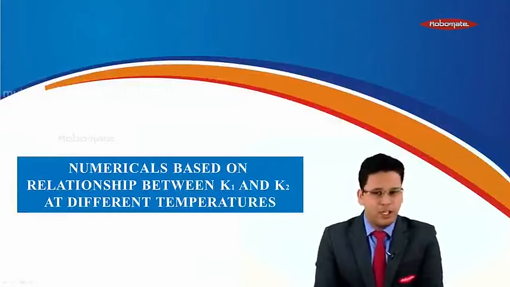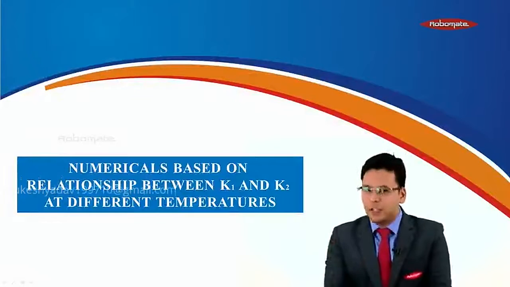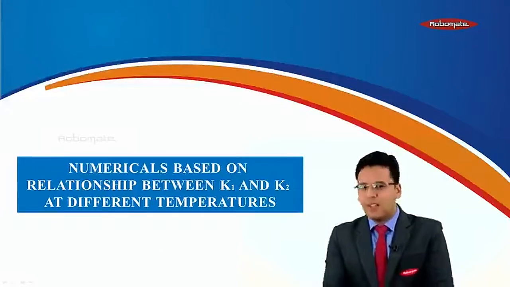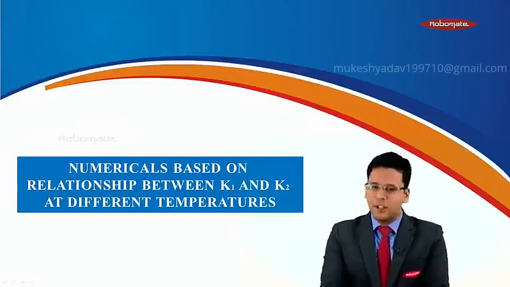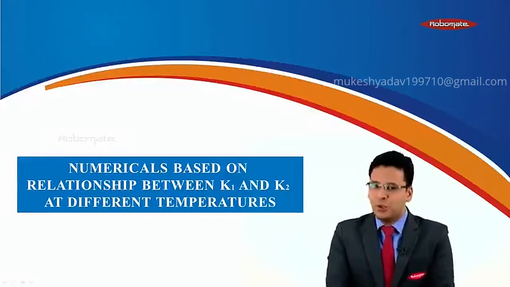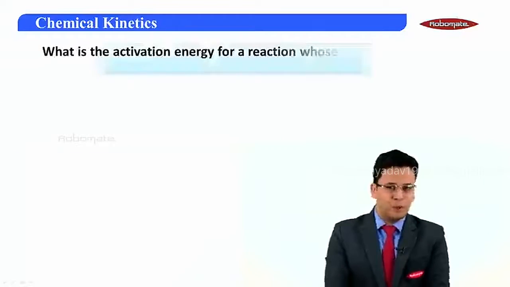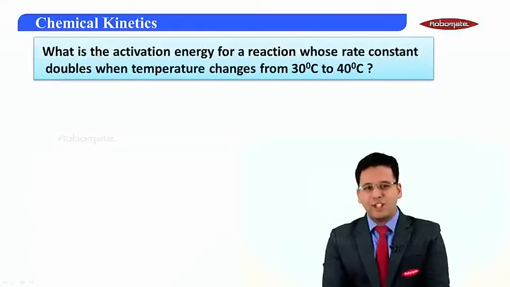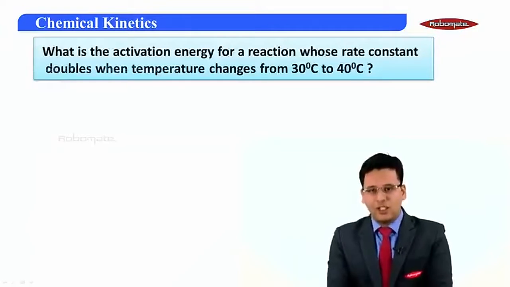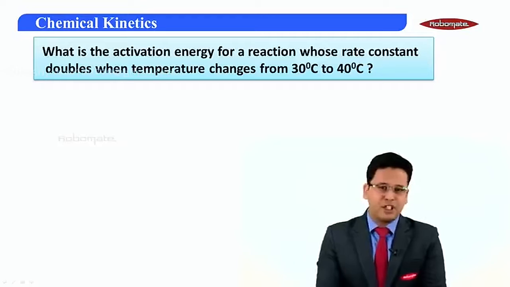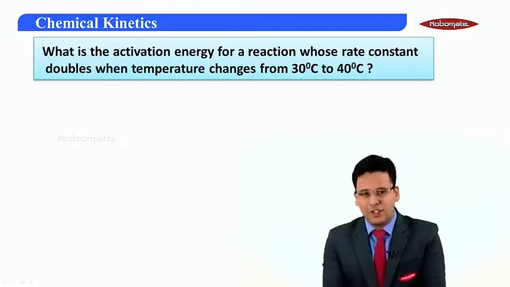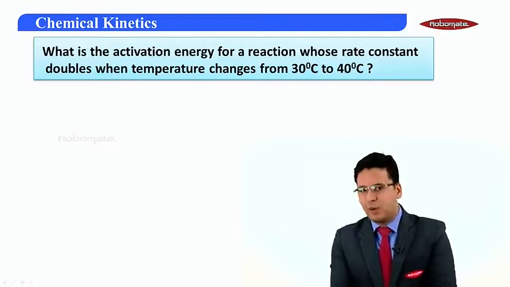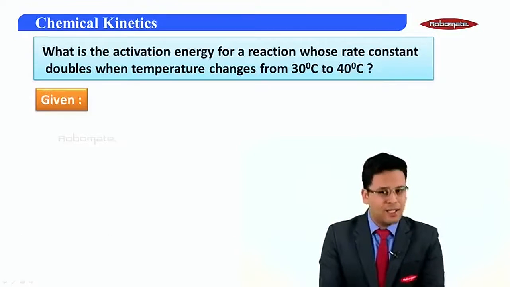In this module, we will understand another numerical based on the relationship between K1 and K2 at different temperatures. You can even try and solve this on your own if you've understood the previous module. What is the activation energy for a reaction whose rate constant doubles when the temperature changes from 30 degrees Celsius to 40 degrees Celsius?